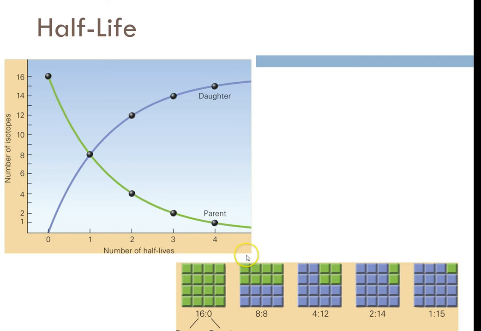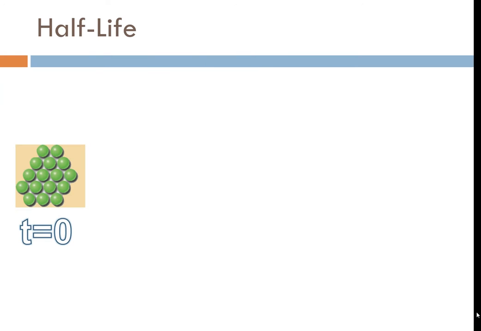At one half-life, you can see there's half as many of the parent isotopes, but the other half has turned into daughters. After another half-life, you've got half as many again, but the rest are daughters. So at each stage, you have the exact same number of isotopes. That doesn't change. So there's another way of looking at it. So here is T equals 0. So this is when the rock forms, and you've got all parent.